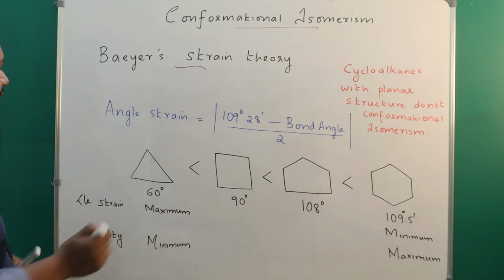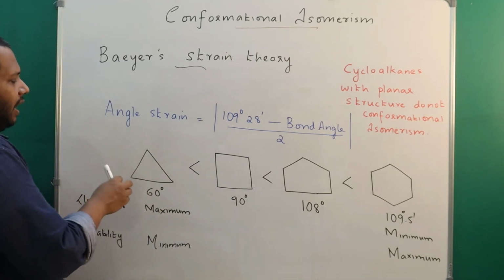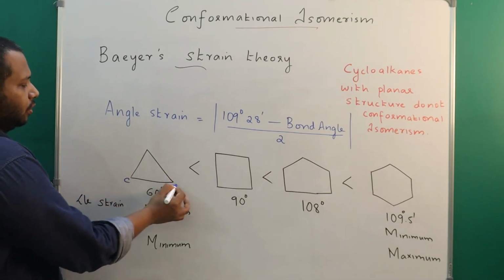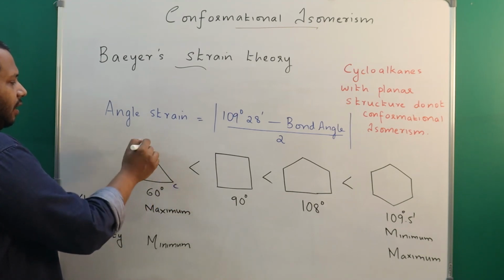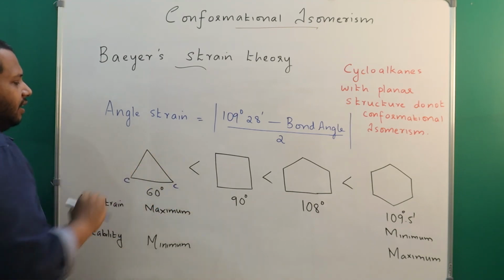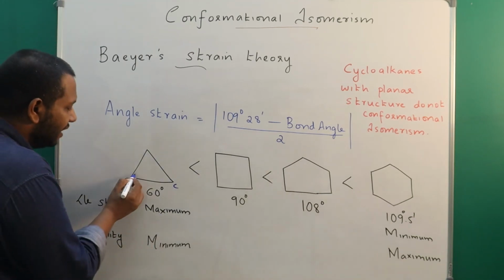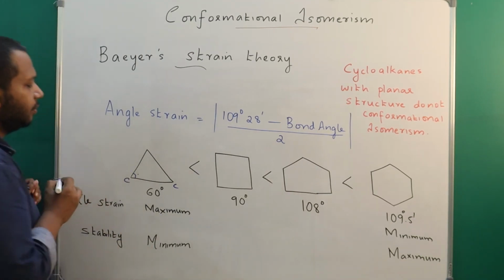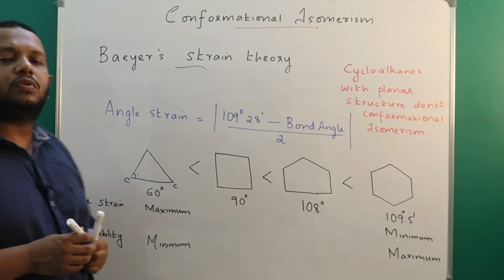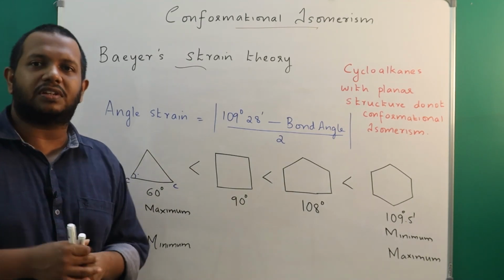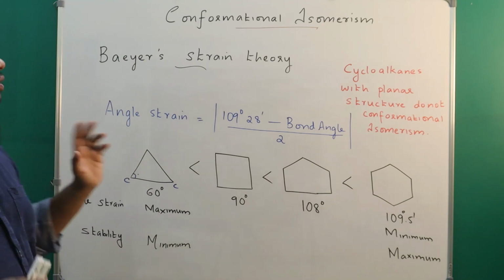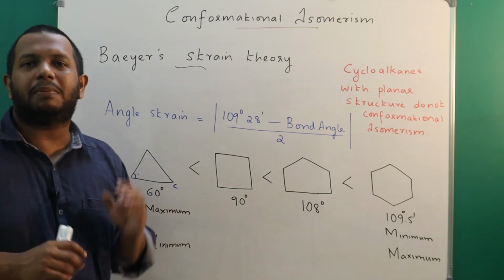Because for example, take cyclopropane here. We know that if I want to rotate these two carbon atoms, there is another carbon here in a ring-like structure, so we cannot rotate it. The reason for that is angle strain. There is a concept called angle strain. This was studied by Baeyer, who put forward a strain theory called Baeyer's strain theory.